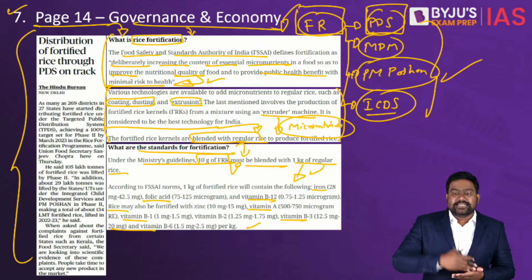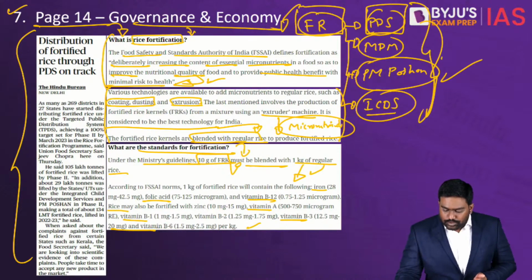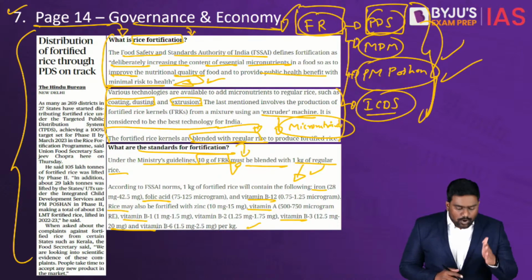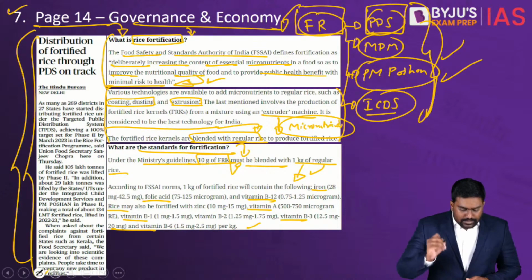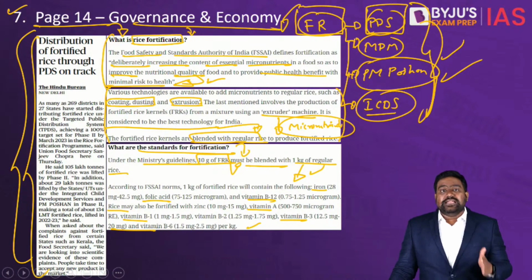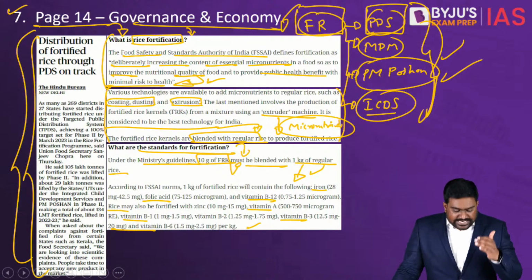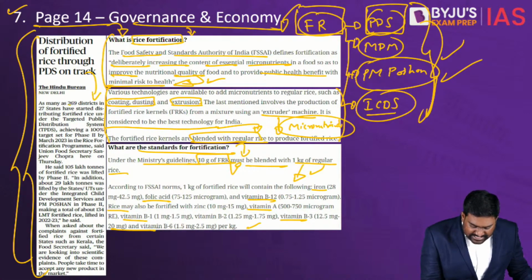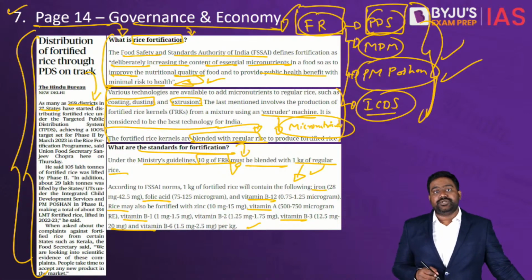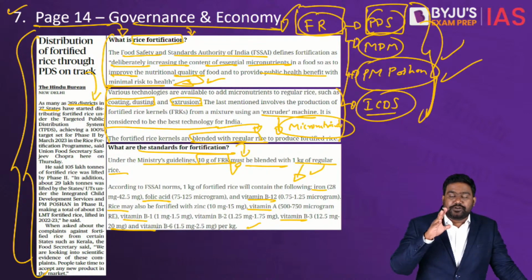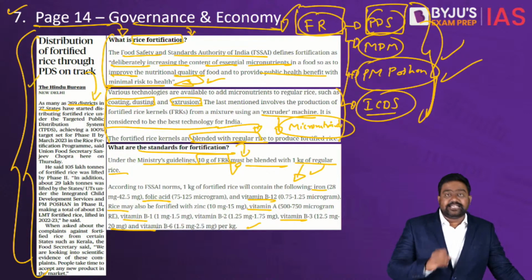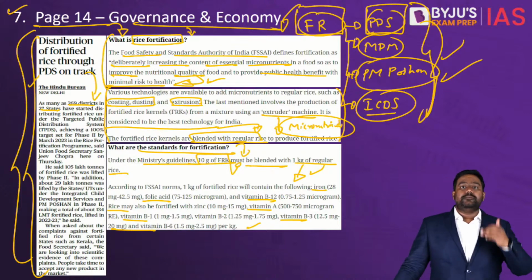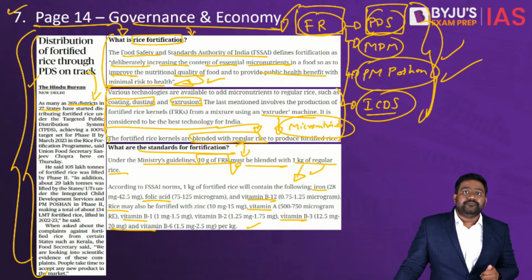And this fortified rice is distributed through all these food security schemes. So according to the article, the distribution of fortified rice through PDS is on track. Under the second phase of distribution, 100% target has been achieved. In 269 districts across 27 states, 100% distribution of fortified rice has been achieved, which is a big success as far as promoting micronutrients in the diet is concerned. So that is why you should know what is fortified rice, how is it mixed with regular rice to be distributed through the PDS.